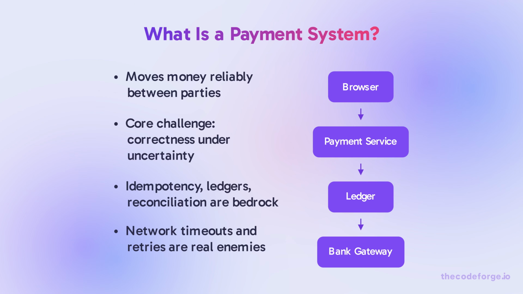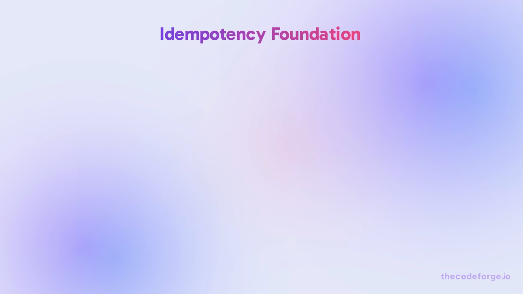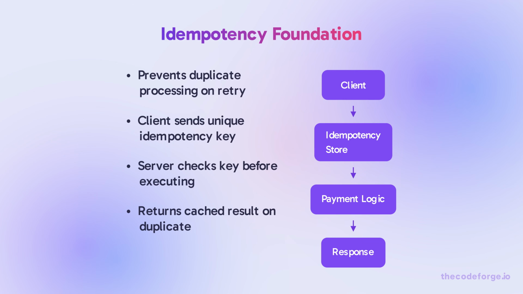A payment system is a set of services that reliably moves money. Its core challenges are not speed, they're correctness under uncertainty. The naive try-again approach leads to double charges and lost payments. Idempotency stops a payment from being processed twice when a user refreshes or a network retry sends the same request. The core mechanism is an idempotency key, a unique identifier the client sends with every creation request.